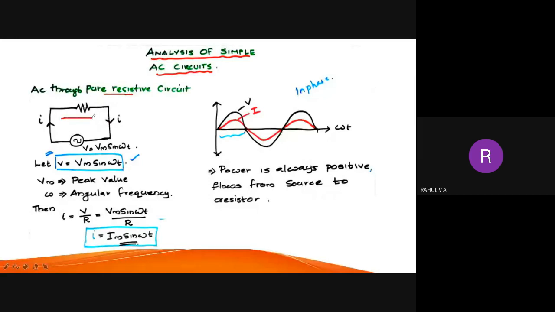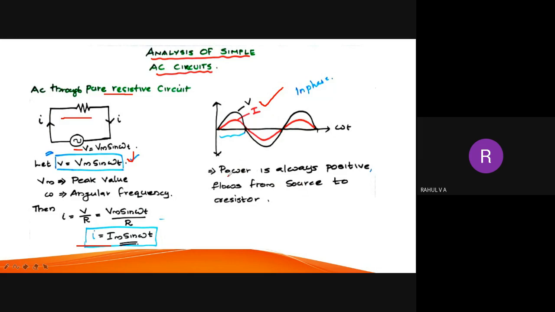The resistor is connected. AC source is there. Voltage is equal to Vm sin omega t. So current we got Im sin omega t. So while drawing the waveform, you have to draw like this because both are in phase. If you look at the waveform, both black and red color waveforms cross zero exactly at the same point. But the magnitude of red color is lesser than the magnitude of black color. That means because of the resistance.